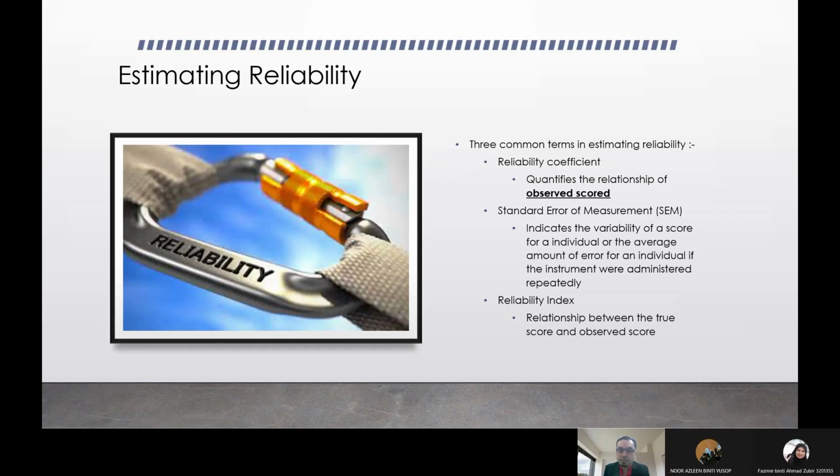Okay, the next one is the reliability index, which is the relationship between the true score and the observed score. These three are things we will usually find when we read research articles. Just as a guide through this presentation.